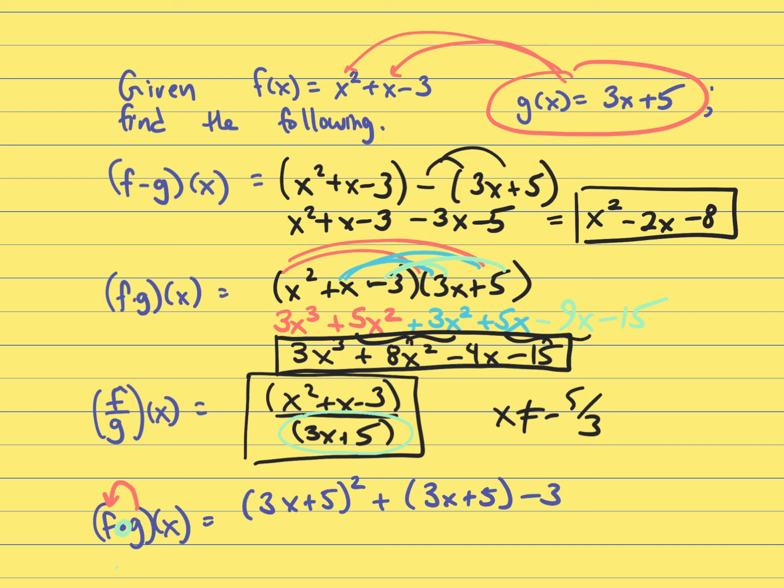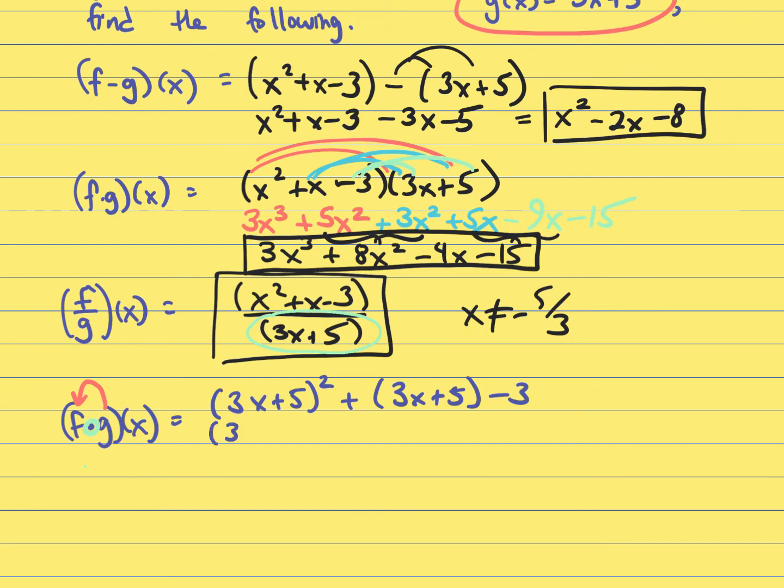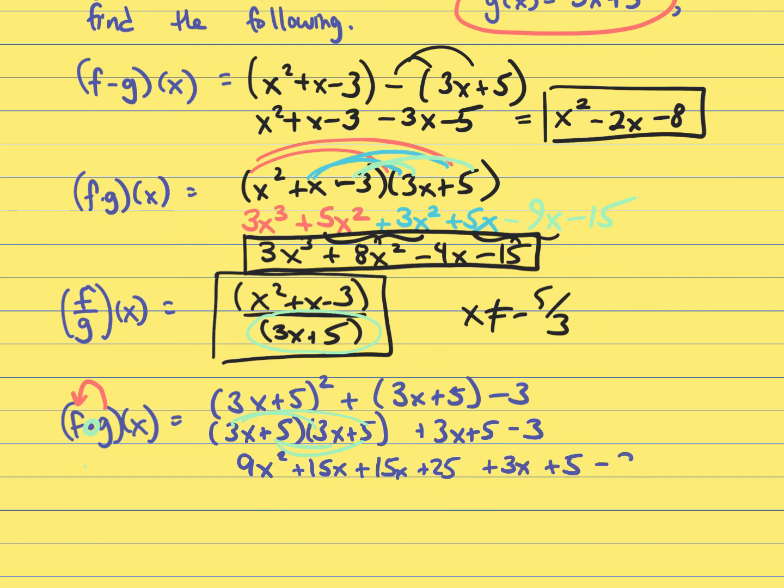Now remember, to multiply this, we're going to FOIL. So this is going to be 3x plus 5, 3x plus 5, plus 3x plus 5 minus 3. So when I FOIL, and again, FOIL just like we did above, like we always have, 9x squared plus 15x plus 15x plus 25 plus 3x plus 5 minus 3.